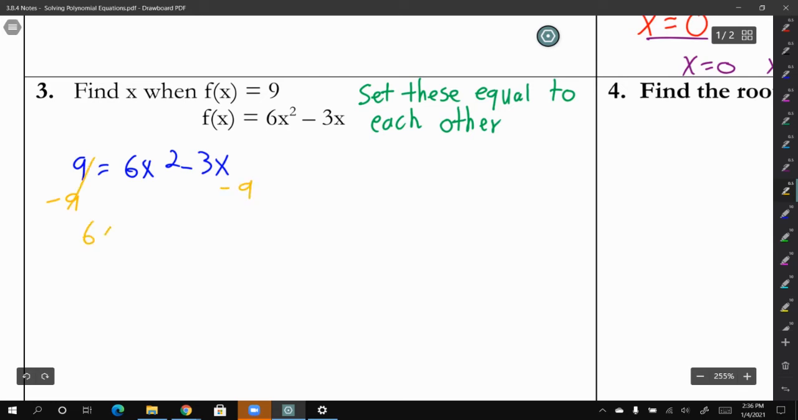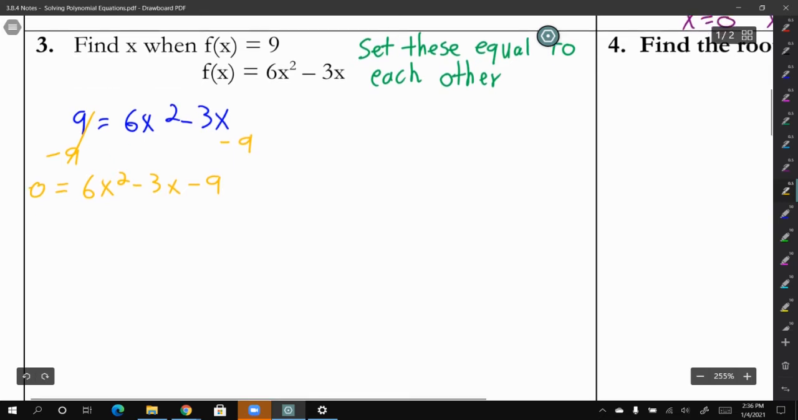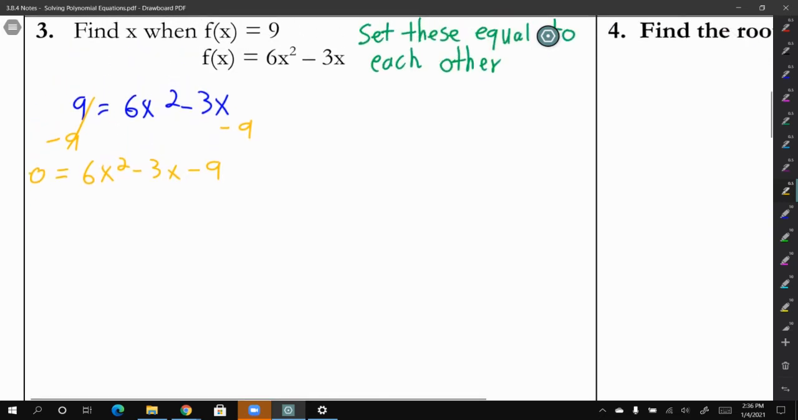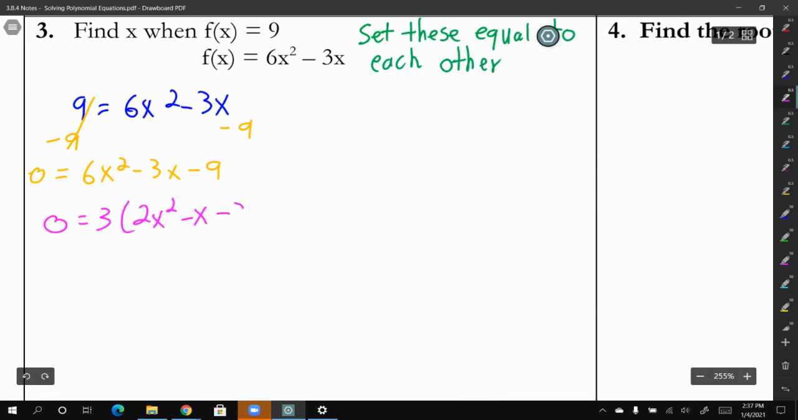And we get 6x squared minus 3x minus 9. Sorry, 0 equals that. Now we want to factor this, and we have a GCF. We have a greatest common factor of 3. So we're going to factor out a 3, and we're left with 2x squared minus x minus 3.